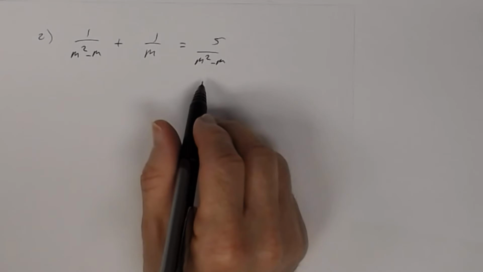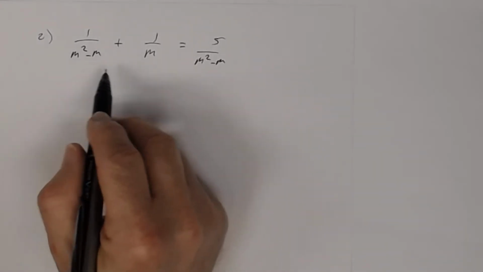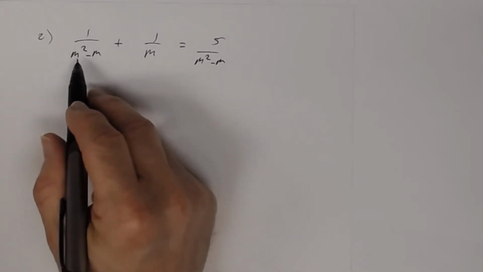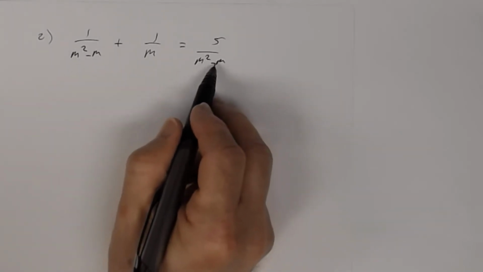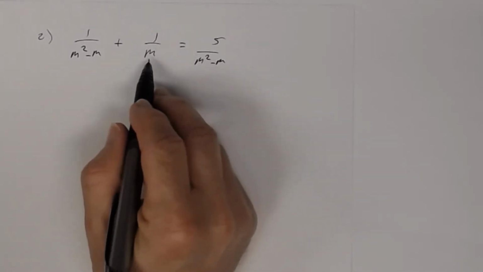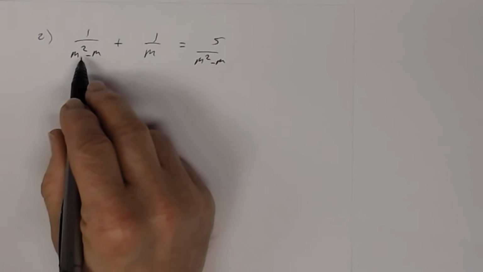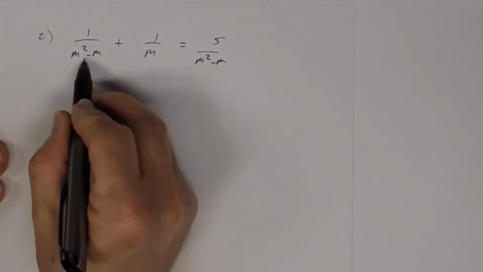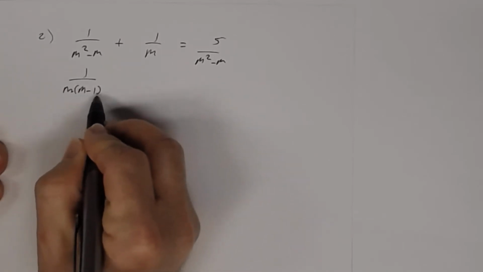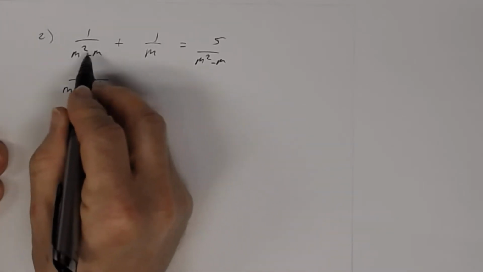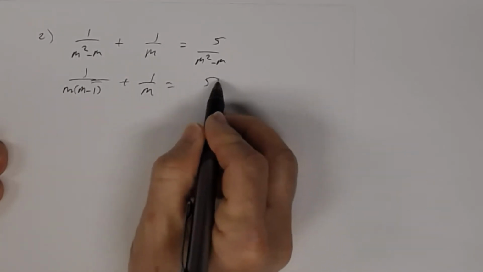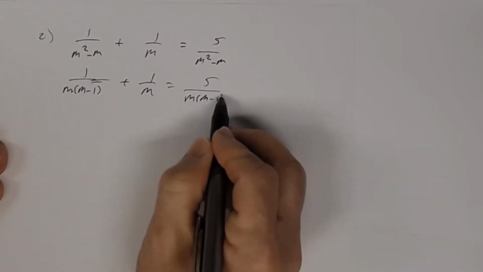Now before you find the least common denominator, you've got to factor any denominators if you can. Notice that I can factor the denominator here and this as well. And this is a monomial, so I can't do anything with that. But I can factor m squared minus m. So the first thing you're going to do is factor this. So I'm going to rewrite this as 1 divided by m times m minus 1. So I factor out an m. The GCF here is m. Plus 1 divided by m equal 5 divided by m times m minus 1.